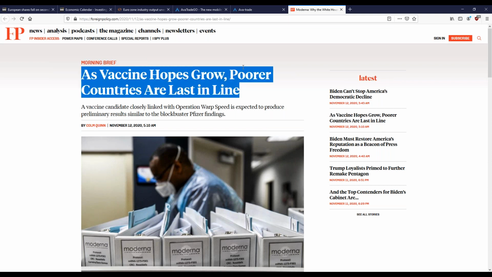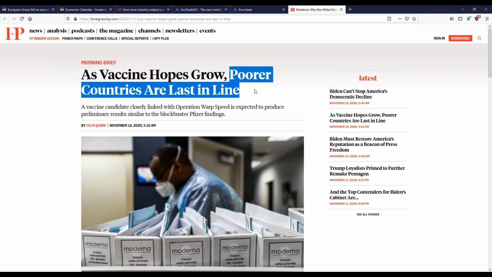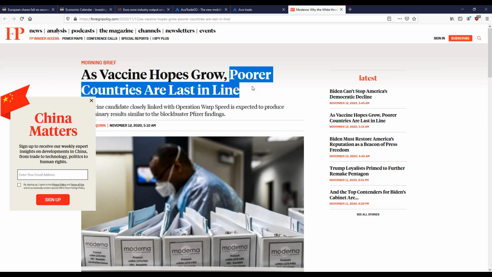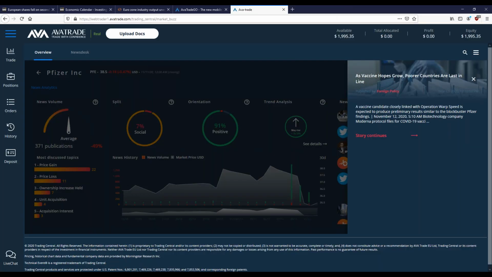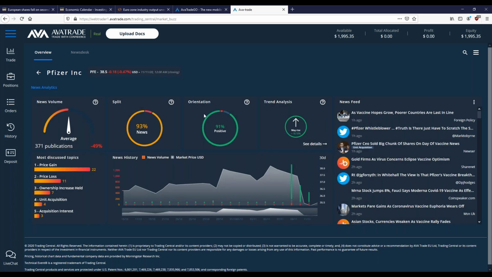Okay? So some fear growing that poorer countries won't get the vaccine, kind of building into what we're talking about with the second wave, and there's still fears, okay? Immediate information is important. You can find it fast through the web trader in terms of fundamental news and technical analysis. It's right here at your fingertips, okay?